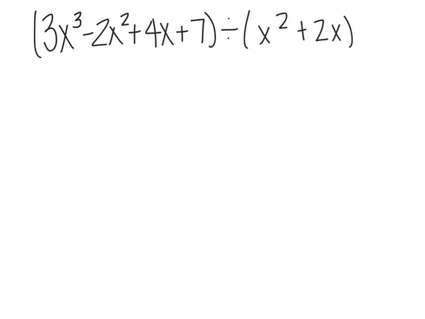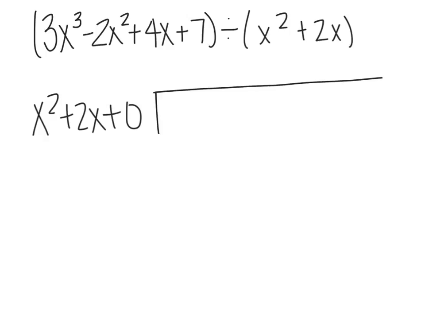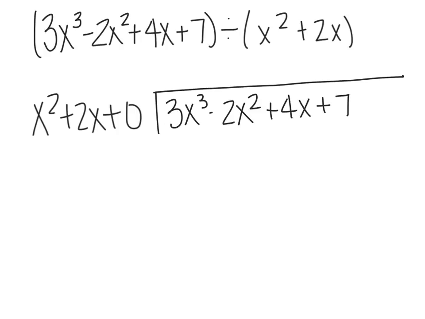All right, so for our last problem, we have 3x to the third minus 2x squared plus 4x plus 7, and we're dividing this by x squared plus 2x. So I'm going to go ahead and set up our problem. So I have x squared plus 2x. I'm going to go ahead and put a plus 0 here because notice I am missing the constant term. And then I'm dividing that into 3x to the third minus 2x squared plus 4x plus 7.